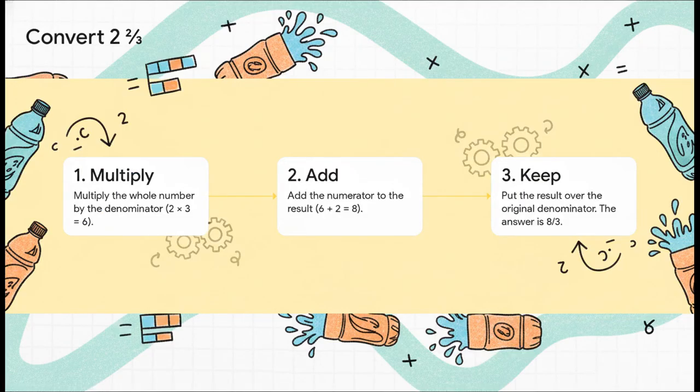Say you have 2 2/3 liters of a sports drink. Here's the process. You multiply the big whole number, 2, by the bottom number, 3. That gets you 6. Then you add the top number 2 to that result, so 6 plus 2 is 8. Finally, you just keep the original bottom number, which was 3. Bam! 8/3. It's a simple little process that works every single time.